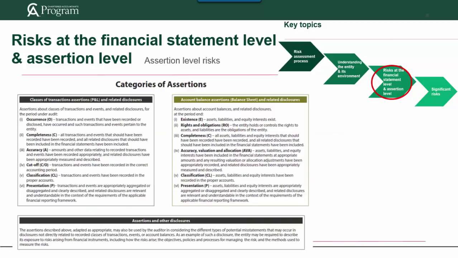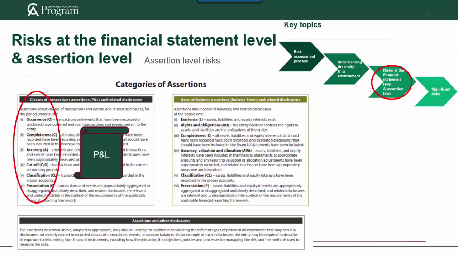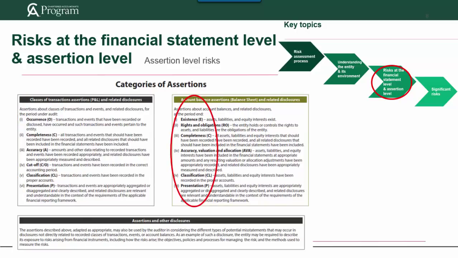This table summarizes the two categories of assertions, which are classes of transactions and their related disclosures, and account balances and related disclosures. There are 6 classes of transactions assertions. These assertions are applicable when looking at items in the profit and loss statement. There are also 6 account balance assertions, and these assertions are applicable when looking at items in the balance sheet.